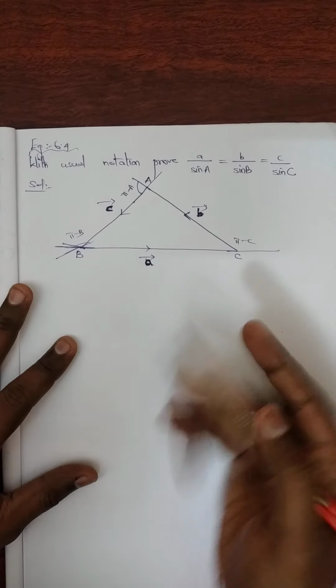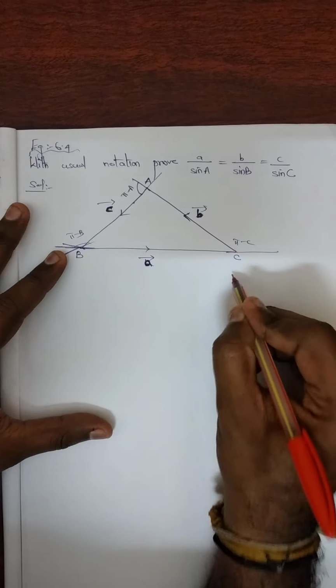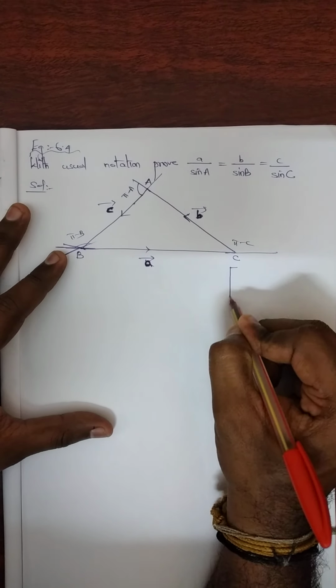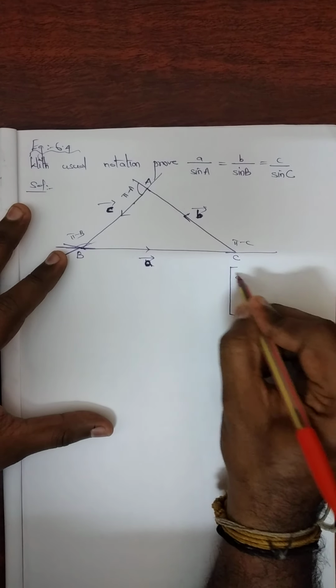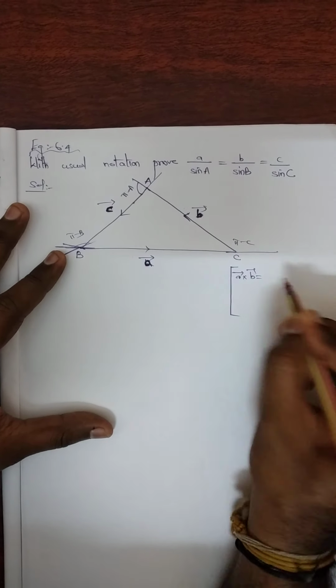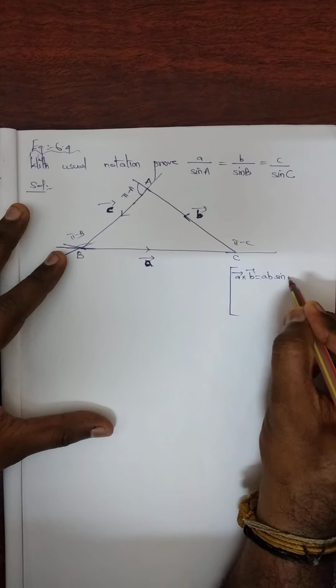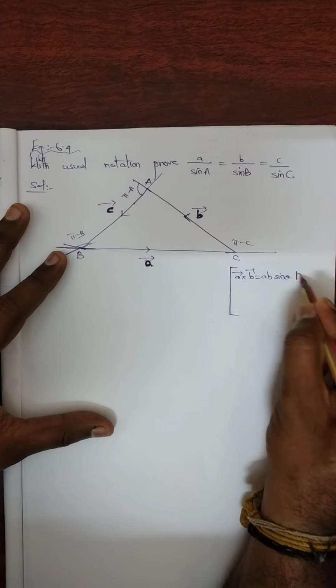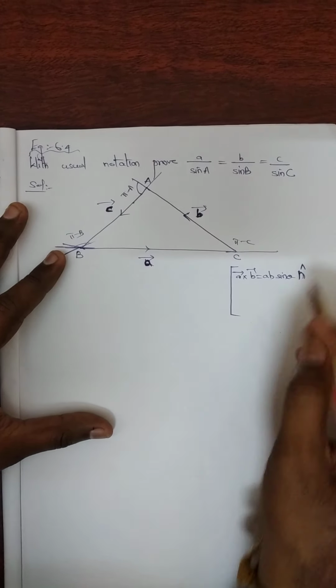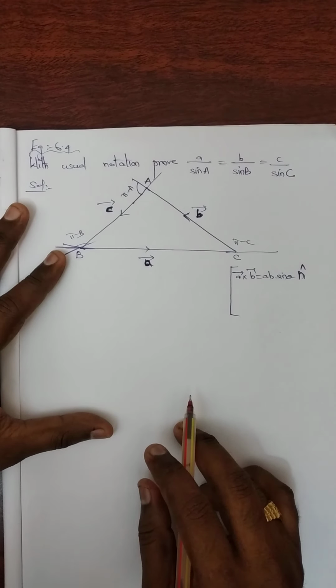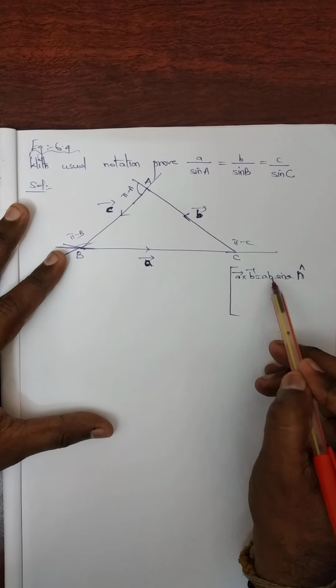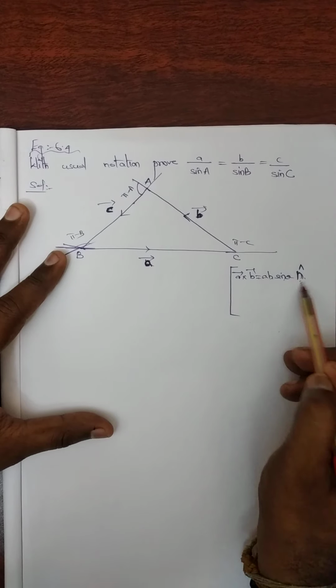So you need to learn one thing. I don't know if you forgot or not, I will recall it once again. A vector cross B vector is equal to modulus of A vector, modulus of B vector, sine theta n cap. This is the formula. There will be an n cap.